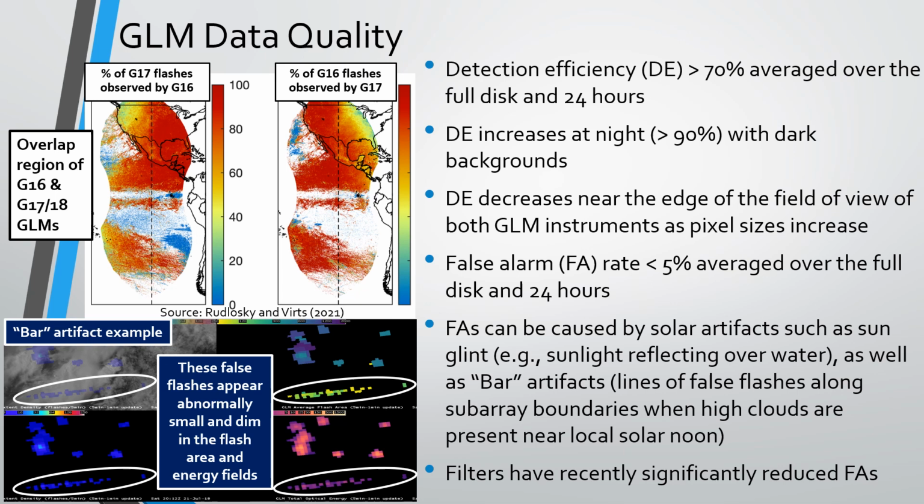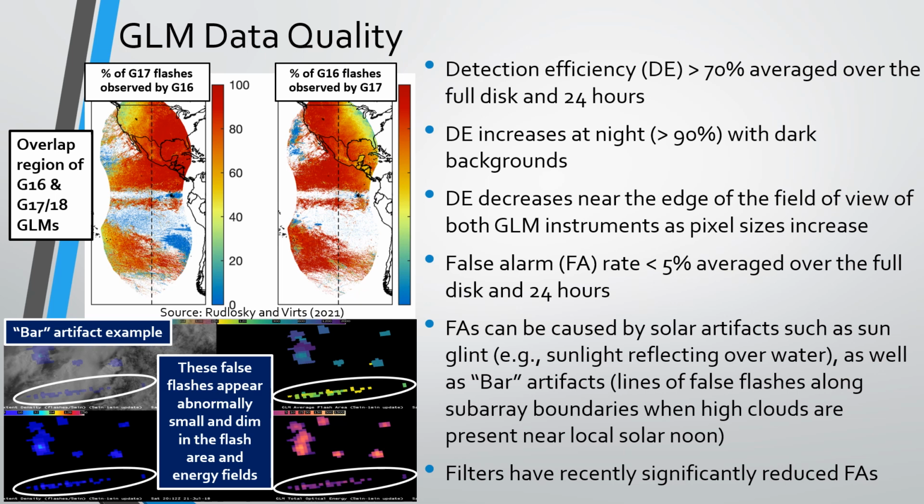The false alarm rate, or FAR, is less than 5% when averaged over the full disk and over the full 24-hour day. False alarms can be caused by many things, such as sun glint, which is sunlight reflecting over waters, as well as there are some artifacts which can be manifested within the GLM data itself.